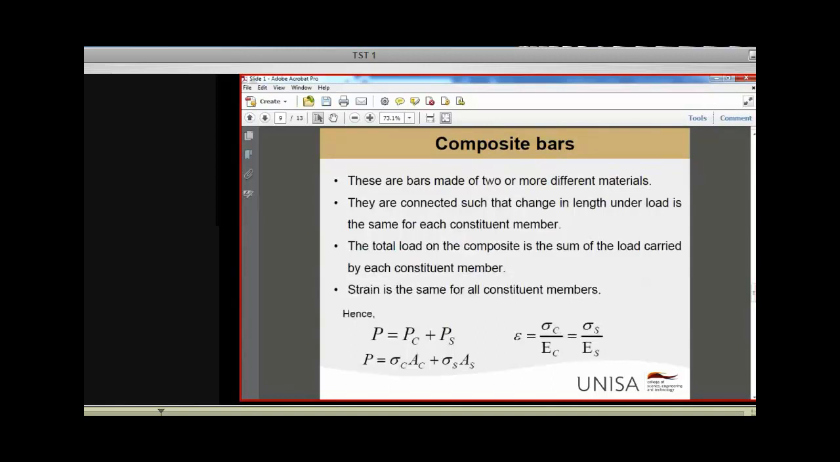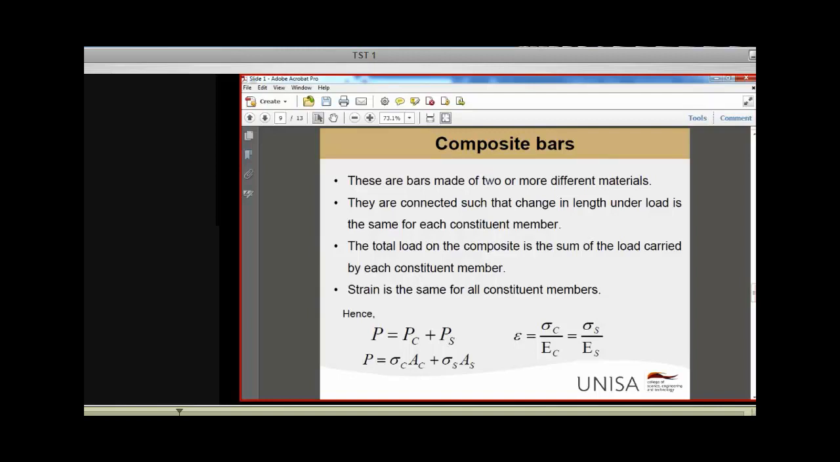Now, coming to composite bars. Generally, when you talk of a structural unit, some of the time you realize that the unit is a combination of different components put together to form a single unit. In such cases, sometimes you have different materials being used to create a certain unit. So when a bar is made of two or more different materials and is put together as a unit, then that bar is said to be a composite bar. A composite bar is made of two or more different materials, and these bars are connected such that the change in length under load is the same for each constituent material.